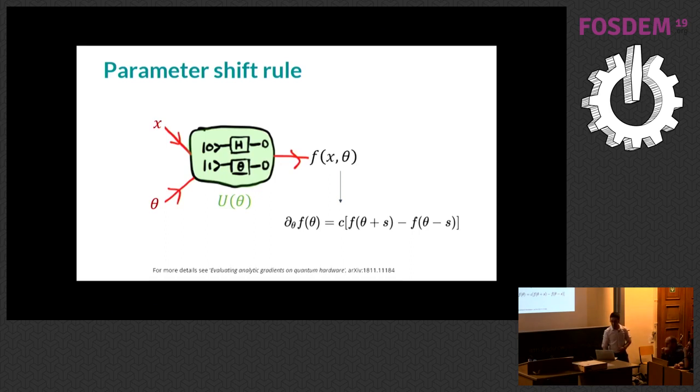So what we're doing here is we're able to run the circuit, sample it, get the value f, and then we just need to do a maximum of 2 more circuit evaluations on the exact same circuit, just with different parameters, and we have the gradient of that circuit.